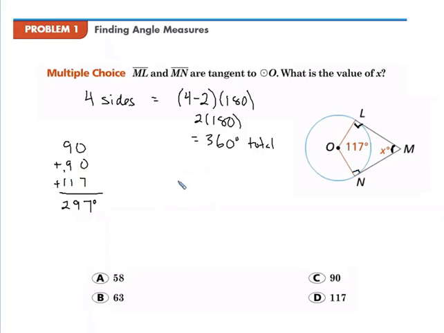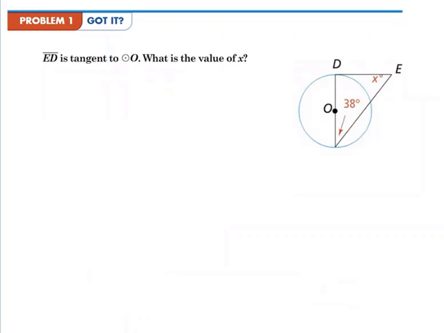So what's left for me to do is subtract that from the 360 that's in the entire polygon. And so a quick bit of math here, and this is going to be 63 degrees, and that makes answer choice B. Okay, well, let's try another one kind of like that, and this time I actually encourage you to pause the video and try this one yourself first.